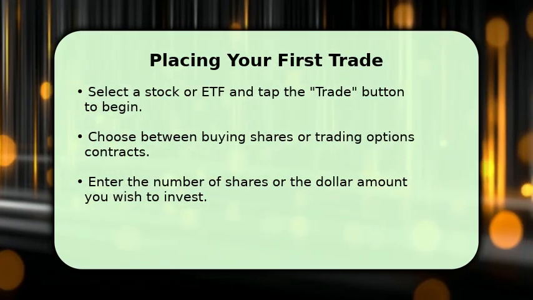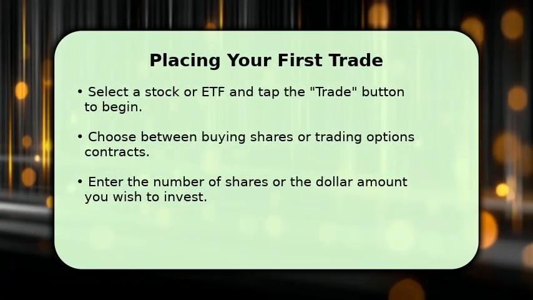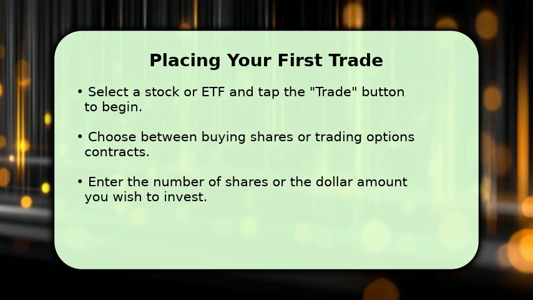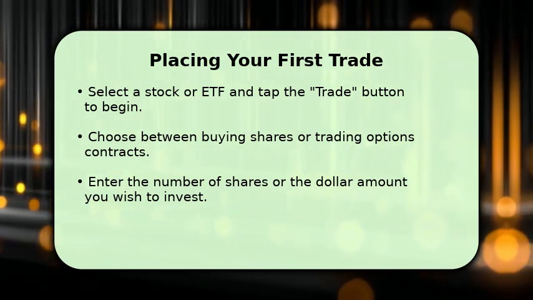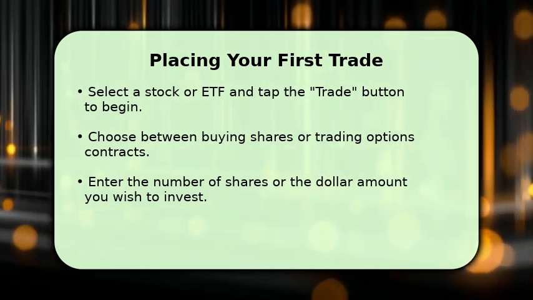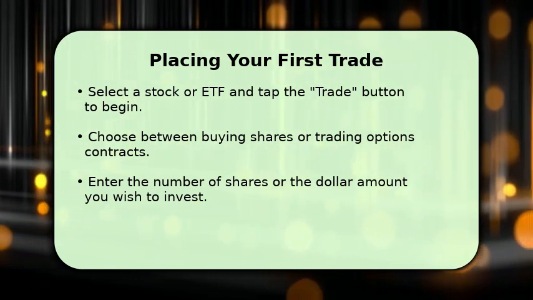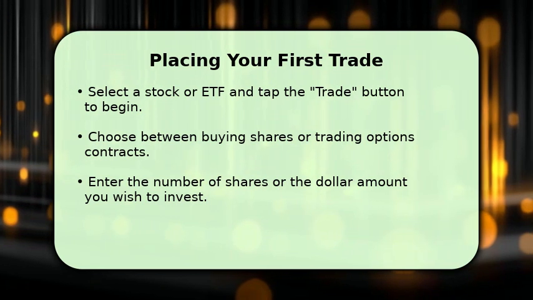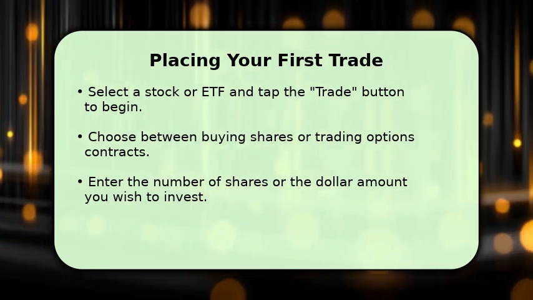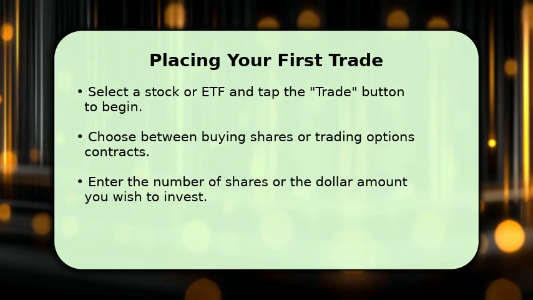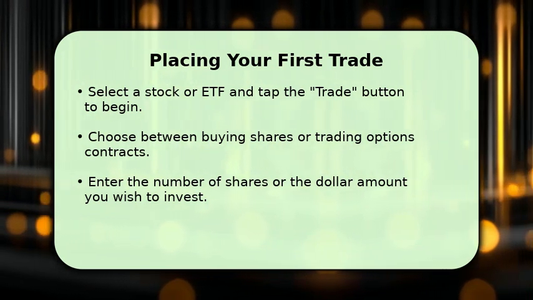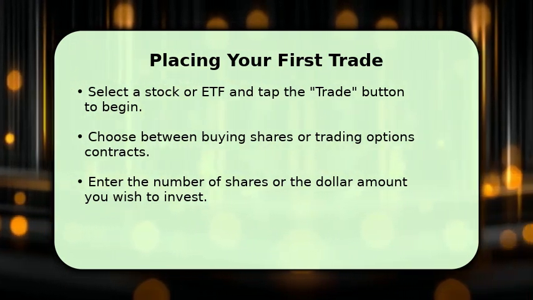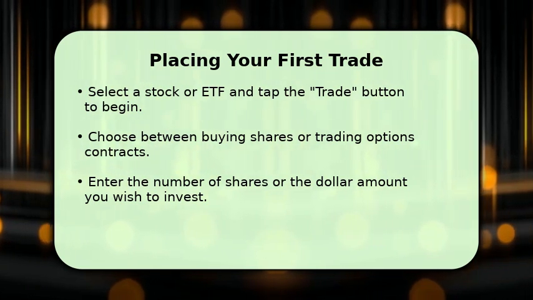Placing a trade on Robinhood is a simple process. After selecting the asset you wish to buy, tap the Trade button. You can then choose to buy shares or explore options trading if you are eligible. Decide whether to buy a specific number of shares or invest a particular dollar amount. For instance, you could buy 10 shares or invest $100. Always review your order details, including the total cost, before confirming your purchase.